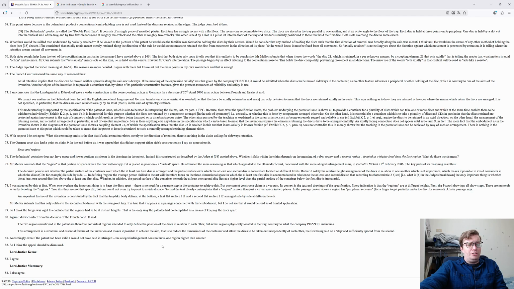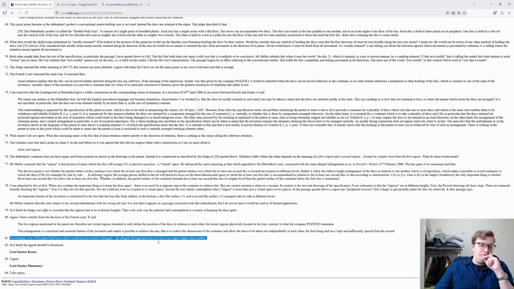So it was an infringement case, but this is the important bit. Even if the patent had been valid, I would not have held it infringed. The alleged infringement does not have one region higher than the other. So Pozzoli obviously took someone to court for infringement, and not only was his patent found to be invalid, it was also held not to be infringed. So he lost on two fronts.